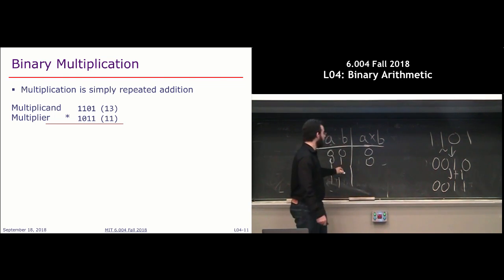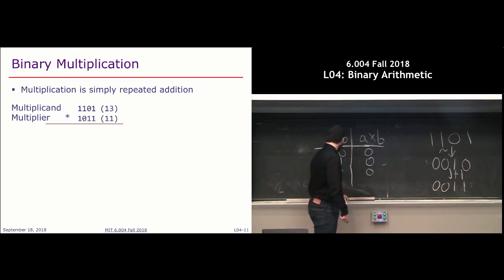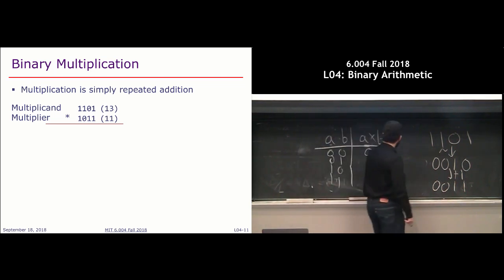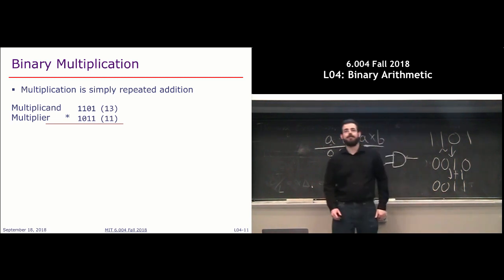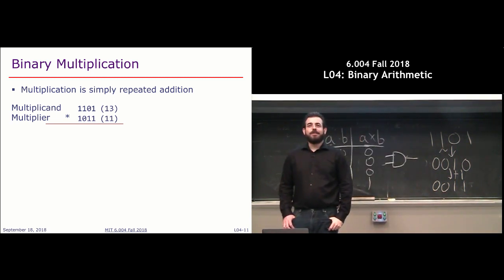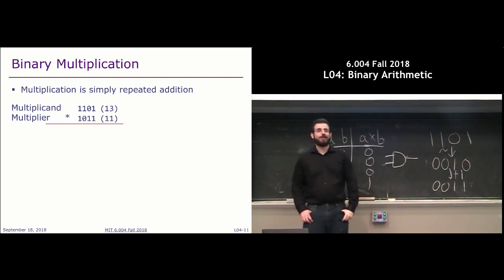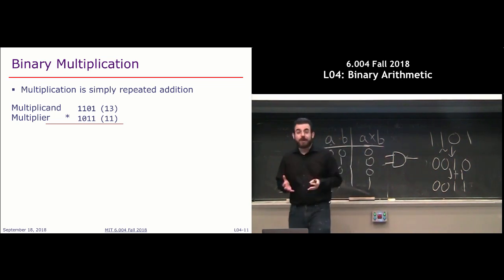0 times 0? 0. 1 times 1? 1. All right. Here's your binary multiplication table. Cool. So with this, because it's so simple, binary multiplication is just repeated addition.